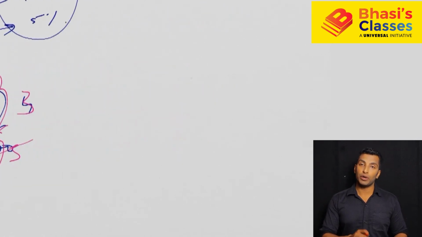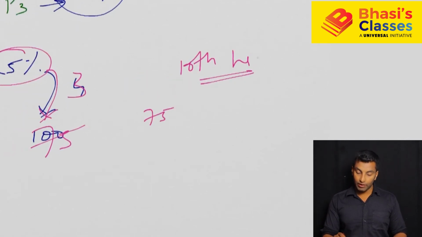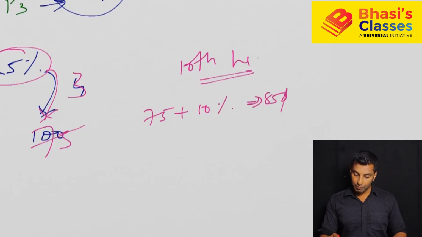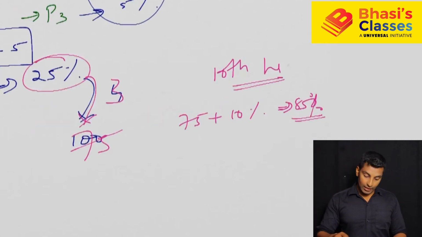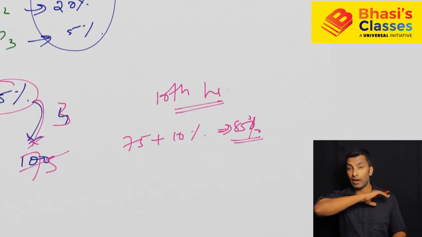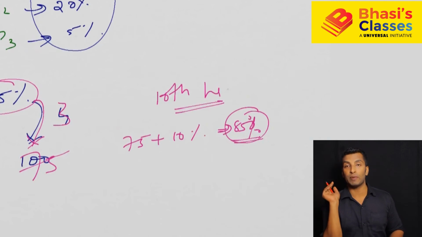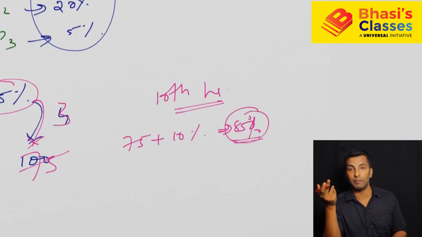Now the 10th hour, what is going to happen? In the 10th hour, pipe 1 is going to open. As of now 75% is filled. Now in the 10th hour 10 more percent is filled. That means 85% is filled after 10 hours. In the 11th hour, what is going to happen? The pipe which fills 20%. If you open it for the 11th hour completely, you will in fact fill 105%. That's not possible. We need 100%, right?